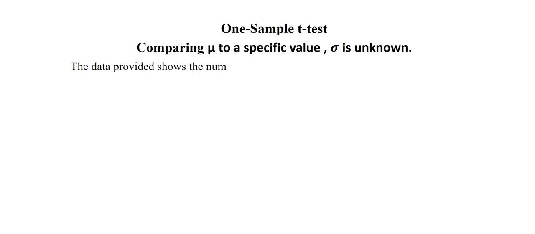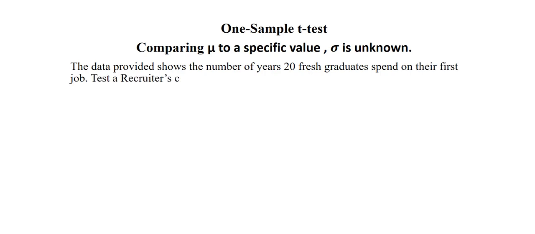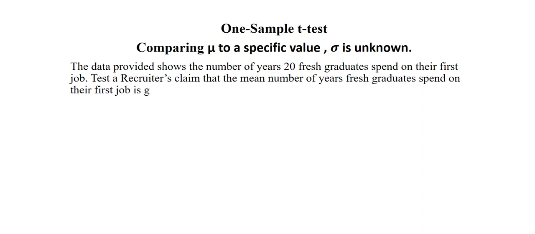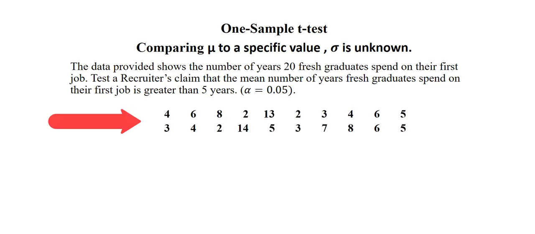The data provided shows the number of years 20 fresh graduates spent on their first job. Recruiters claim that the mean number of years fresh graduates spend on their first job is greater than 5 years. Take the level of significance to be 5%. The data is shown here.